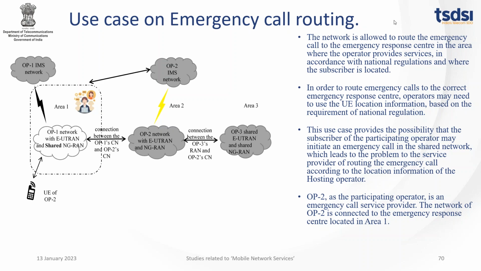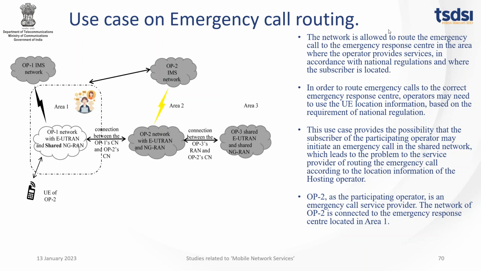Okay, thank you. In this use case, it's on emergency call routing. Again, the emergency call can be routed even though the user associated with the participating operator is outside of its coverage area. In this case, the UE belongs to the participating operator, but now the UE has come under the operator who is sharing the NG-RAN. So in this NG-RAN, if this UE initiates an emergency call, that call has to be routed based on the UE's location by operator 2 to the PSAP.